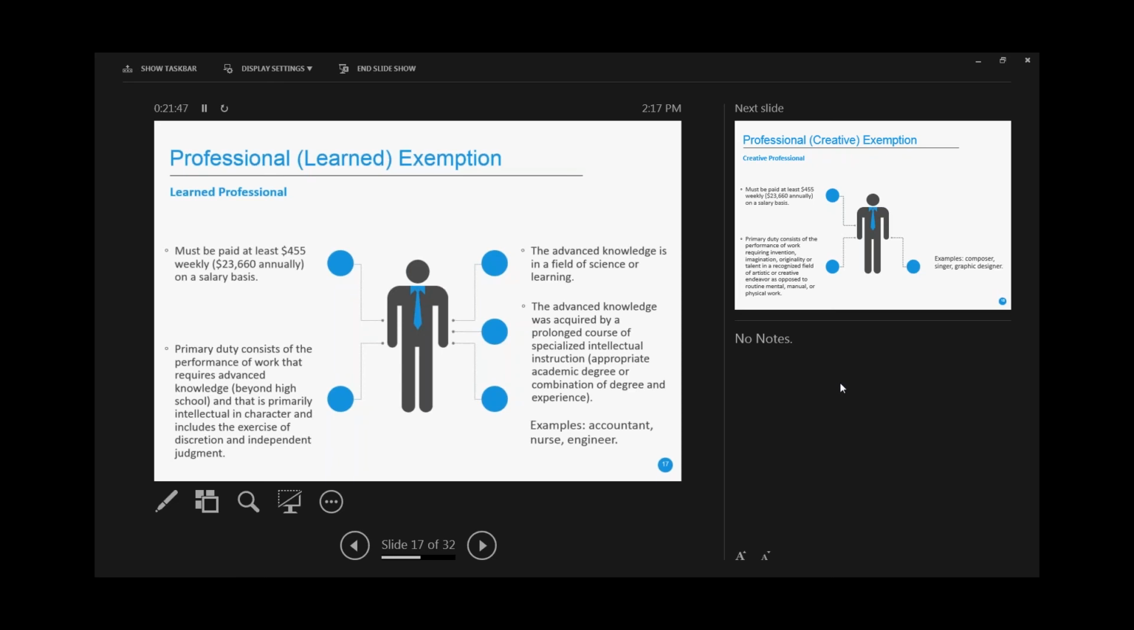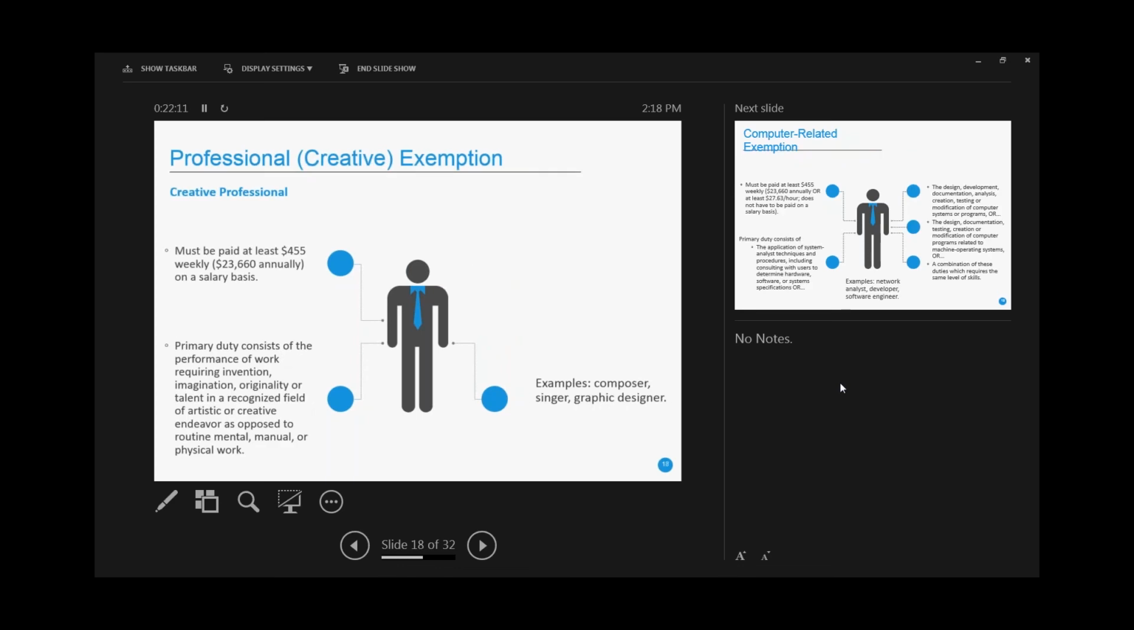A common mistake that employers make is to automatically make college graduates exempt employees. It is important to consider both the education required and the work being performed to be sure they are linked. Examples of positions considered to have the professional learned exemption are accountant, nurse, and engineer.